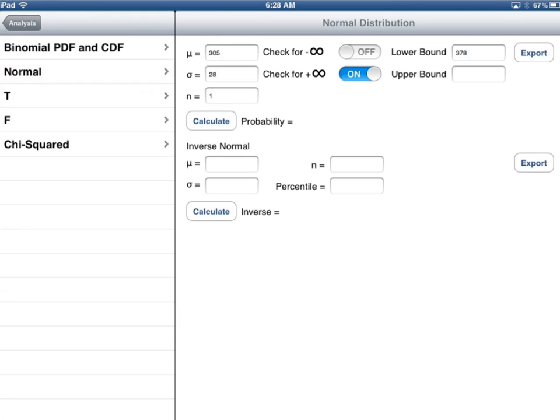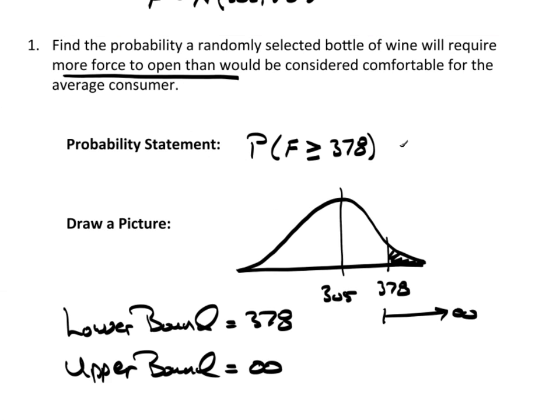If I simply tap on calculate, I get the probability. It's 0.0046. You can see it right there. That's the probability. So what this is actually saying is this area under the curve is 0.0046. Now another interpretation for this is 0.46%. So less than 0.5% of all of the bottles would require more force to open than what the industry says would be comfortable.